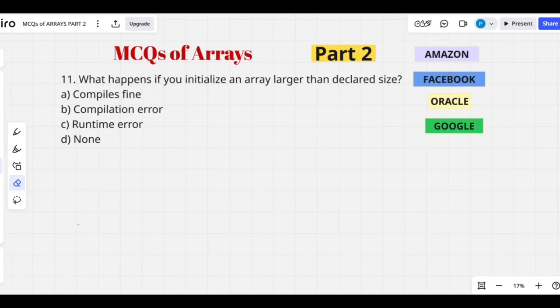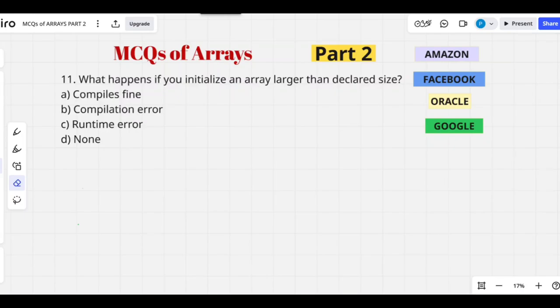So hello everyone, and we are going to solve the MCQs of the array, and this is part 2, and we are already done with part 1. So go and watch part 1 and come to this part. Okay, so we are going to solve question number 11.